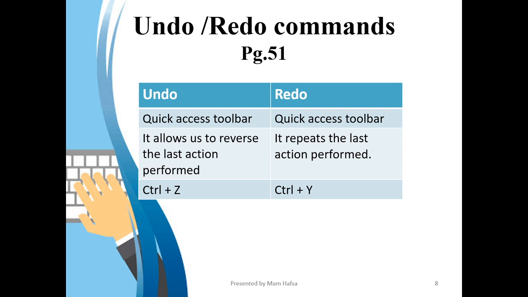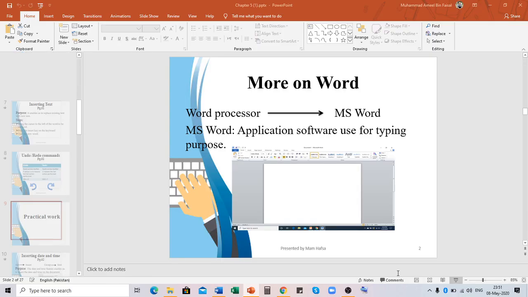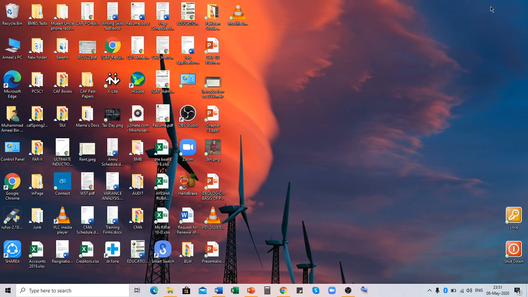For undo, we may use Ctrl plus Z as a shortcut key, and for redo, we may use Ctrl plus Y for our convenience. You can also see the arrow direction for undo and redo commands. Now let's start with some practical work. Try to do this along with me so that you may understand it more clearly.